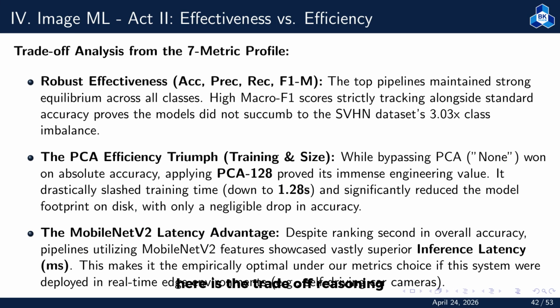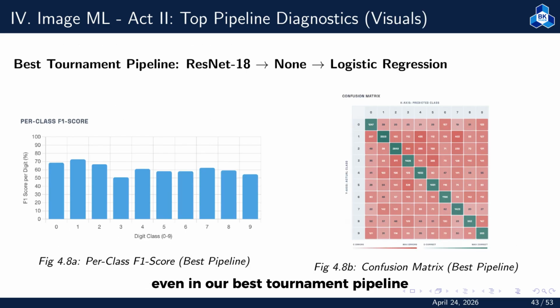Here is the trade-off reasoning. While no-PCA won on accuracy, PCA 128 was our efficiency triumph. It slashed training time to under 2 seconds with negligible accuracy loss. Additionally, MobileNet V2 proved to be the latency champion. If we were deploying this on a self-driving camera, MobileNet V2 would be our choice due to its superior inference speed.